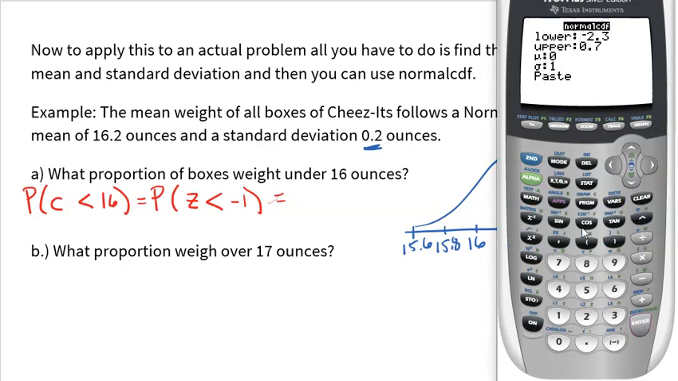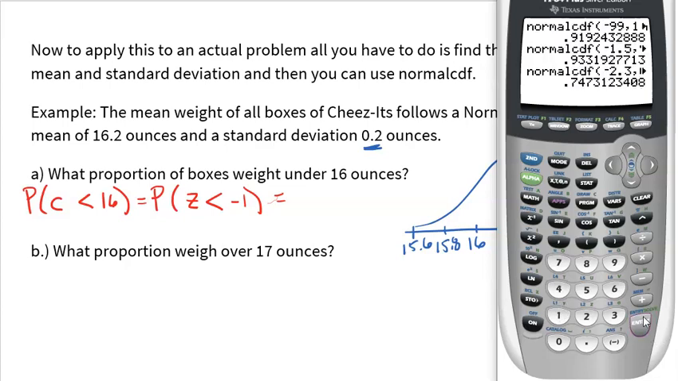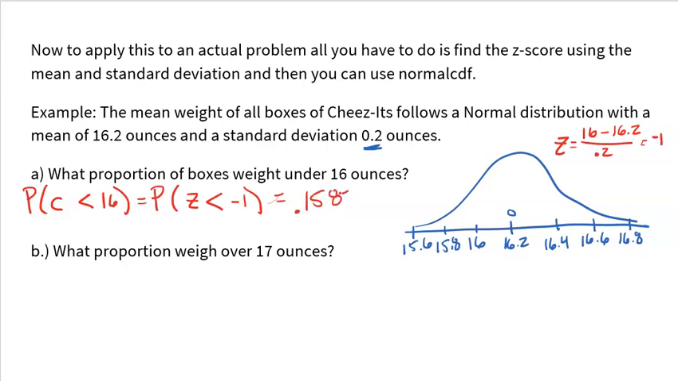So I'm going to grab normal CDF, and I want to look below, less than -1. So I'm going to start at -99 and stop at an upper value of -1. This starts way down at the very smallest of small boxes and stops at a z-score of -1. And I get 0.1587, or 15.87%. So if I look at 16 ounces right here, about 15.87% of Cheez-It boxes, and there are millions of them out there, will be below that.